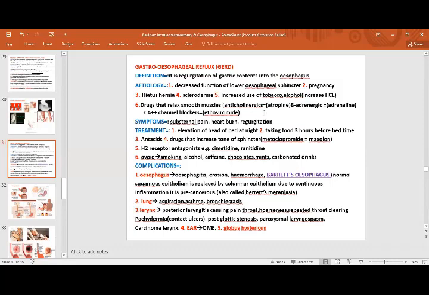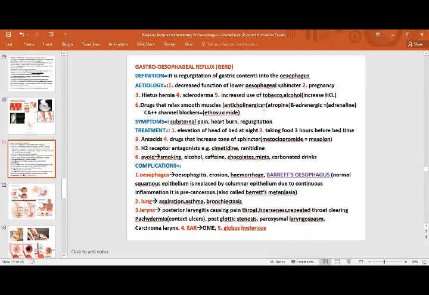It is a regurgitation of gastric contents into the esophagus. Etiology, of course, is decreased function of the lower esophageal sphincter. Some pregnant ladies, this is a common condition. Hiatus hernia, scleroderma, increased use of tobacco or alcohol. Drugs that relax muscles: anticholinergics, atropine, adrenaline.